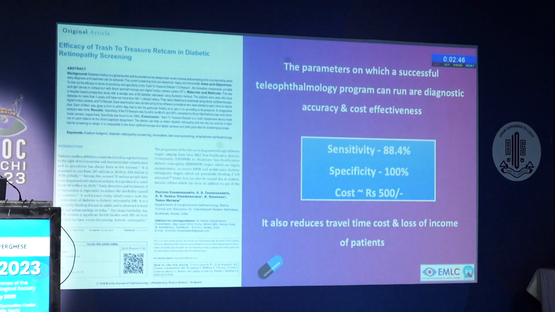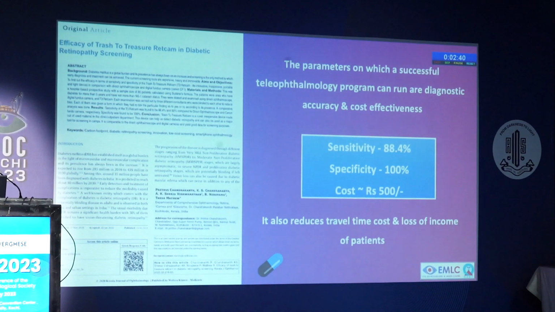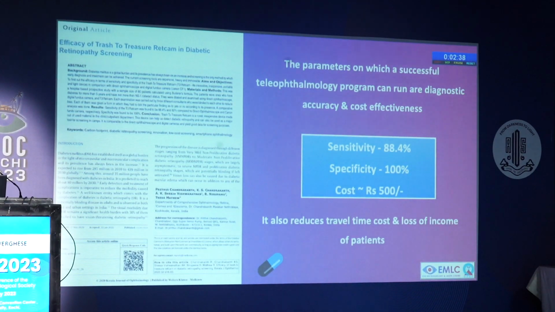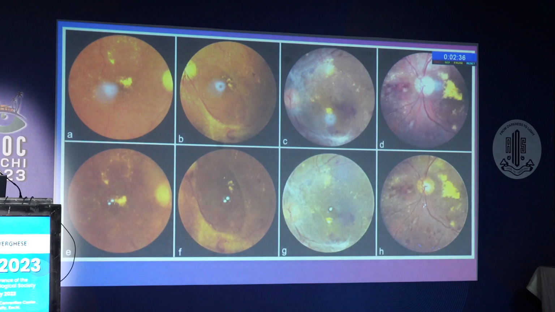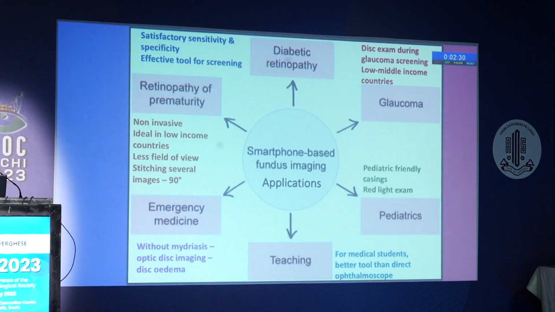The T3 RedCam has been used as an effective tool for diabetic retinopathy screening and has shown to reduce the travel time, cost, as well as prevent loss of income of the patient. The T3 RedCam can be used as a screening tool for diabetic retinopathy, retinopathy of prematurity, glaucoma, pediatric retinal diseases, in emergency medicine and ICUs for capturing fundus images, as well as a teaching tool for postgraduate students.